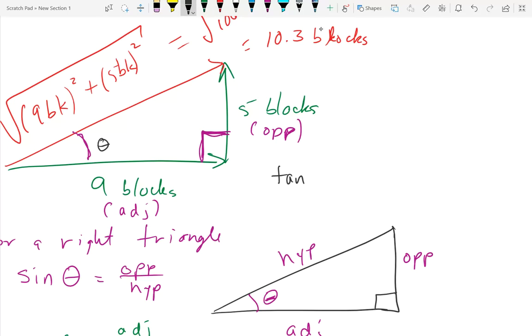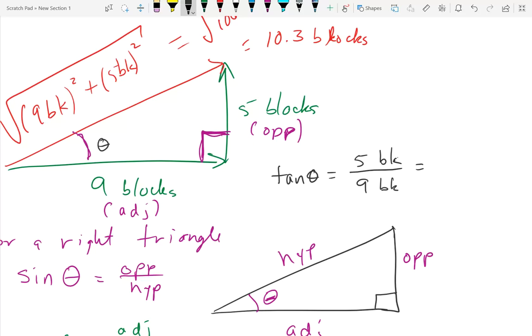Tangent of theta is equal to the opposite side, 5 blocks, over the adjacent side, 9 blocks, and then I have to put that in the calculator. Now, one more thing to be cautious about. Your calculator has different ways of measuring angles. It could measure in radians, something that we're going to become intimately familiar with before the end of the year, or degrees, something that you're probably much more comfortable with now. So make sure you know which one you're using, because if you use the wrong one, you get the wrong answer.